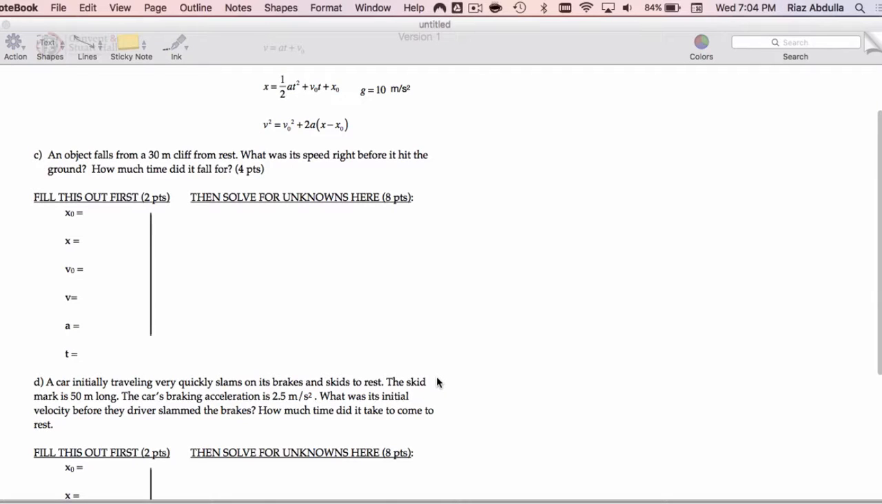All right, everybody, I want to work on problem 7, part C. I'm going to finish up this page in this video. So we have an object that falls from a cliff that's 30 meters high from rest.